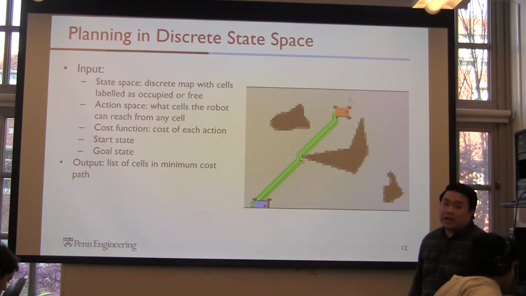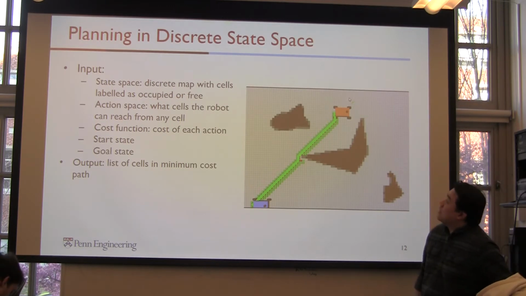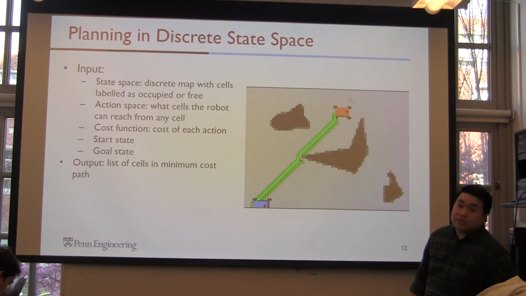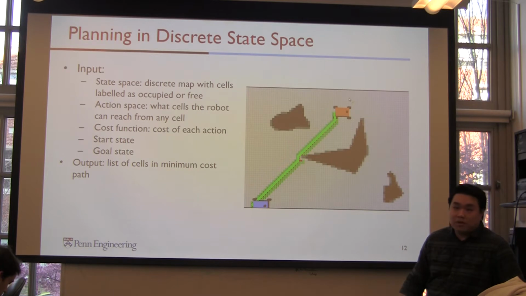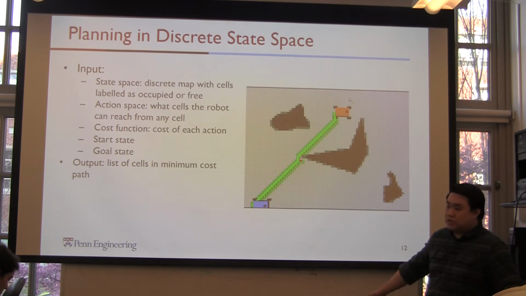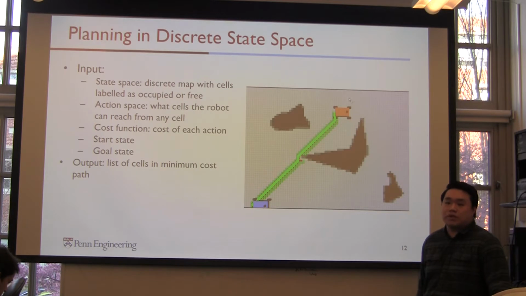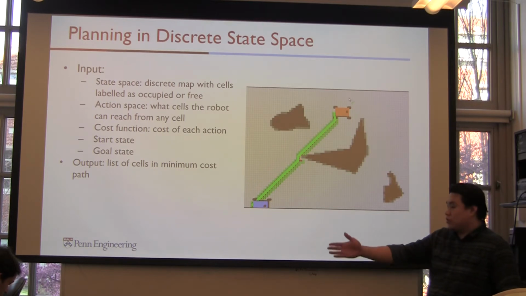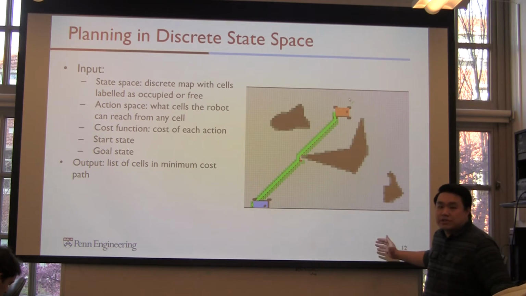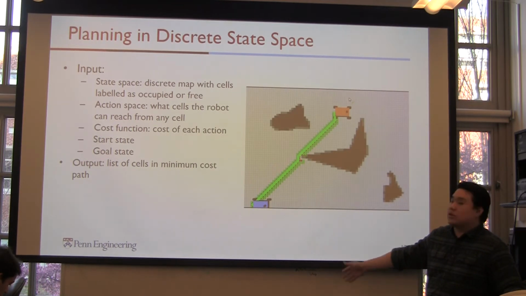All right, so if you're planning in this space, your input will just be your discrete map with cells labeled as occupied or free. In this case, we're still not considering dynamic things yet. Your action space is basically what cell the robot can reach from my current cell. For my current cell, there's a set of neighboring cells that I can reach at the next time step. And then your cost function is what is the cost if I go to, say, this neighboring cell versus if I go diagonally to another neighboring cell.